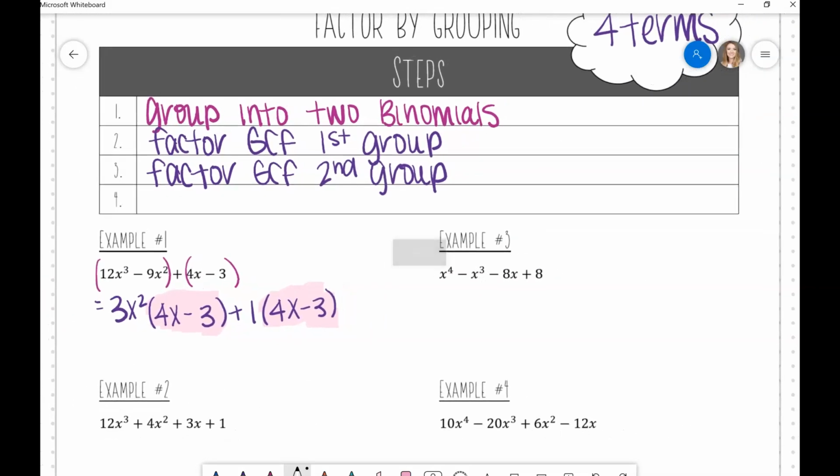Ours, same exact idea. They both have a 4x minus 3, so we get to pull that out. That ends up being the greatest common factor, is this binomial factor. What we're left with out of this first part is a 3x squared, and the second part we're left with a 1. And so that last step is to factor out the common binomial.